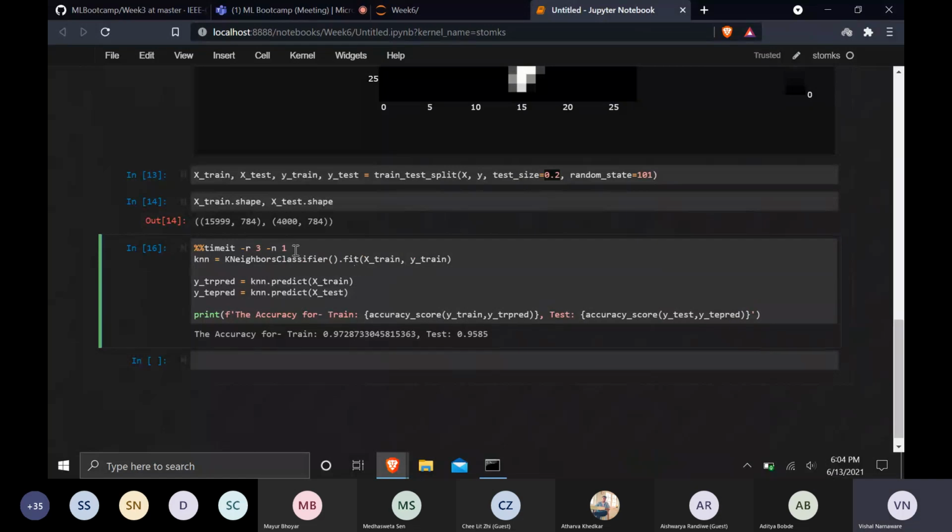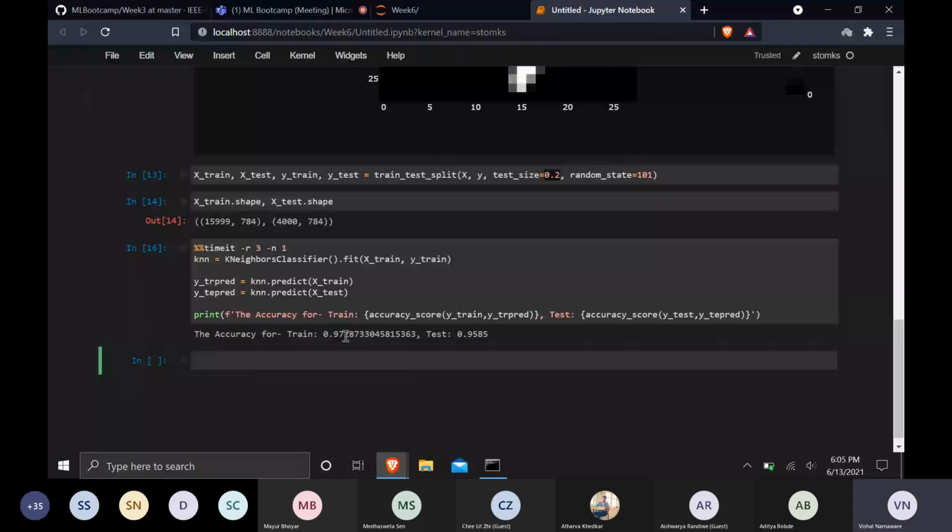And I'm going to run this later on. But you can see that the training accuracy is 0.97 and the testing accuracy is 0.95. That is really good, but we are learning PCA, so we are going to see how we can reduce or increase the accuracy.